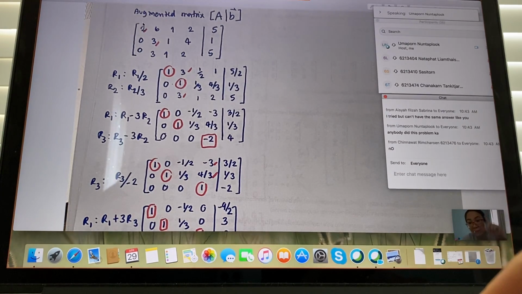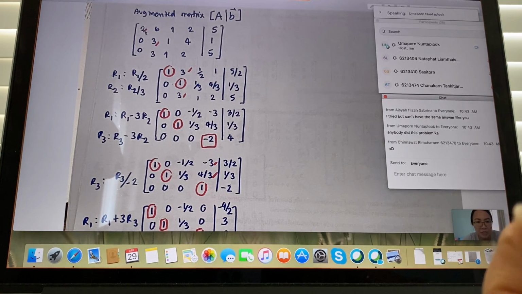First of all, remember the leading one. That means when you walk to this, if it's not 0, it has to be 1. You found this one is not 0, but it's 2. We don't want it. How are we going to do that? I can see this can make it become 1 so easy. So I just divide by 2 through the whole row 1. You divide it by 2, you get 1, 3, 1/2, 1, and 5/2.